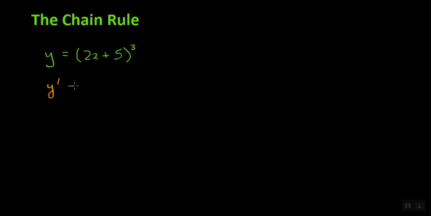So y prime is going to be, now we have to differentiate the outer function first, which is the same as differentiating x cubed. Our 3 comes down in front, and of course our exponent now is 3 minus 1. And don't forget, your trapped function has to stay inside there. So your inside function is still trapped. And now to finish off our chain rule, we multiply that by the derivative of that trapped function, which is 2x plus 5.